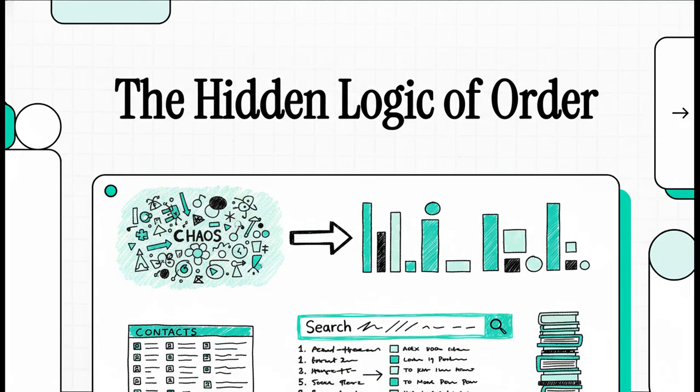It's kind of wild when you stop and think about it. So much of our digital world, everything from your contacts list to the search results you get, is built on this one really simple idea. There's this hidden logic that's constantly working behind the scenes, turning total chaos into perfect clarity. And today, we're going to pull back the curtain on that fundamental process, sorting.